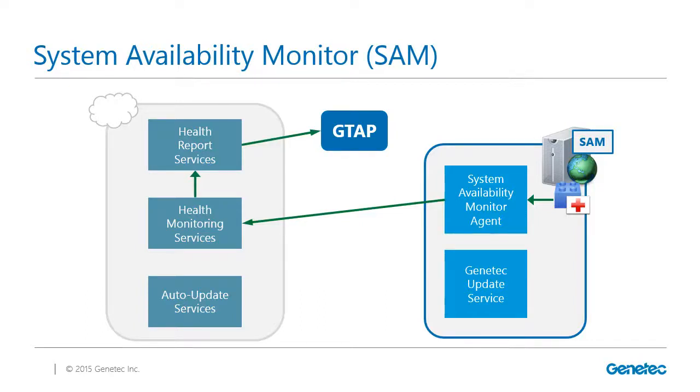Additionally, we have the auto update services running in the cloud, which provide the Genetec Update service on the server with the latest software changes made to the System Availability Monitor. The Genetec Update service makes sure that the System Availability Monitoring Agent and itself are always on the most recent version of the software. The service will check for new software versions 5 minutes after a restart and every 6 to 12 hours afterwards.